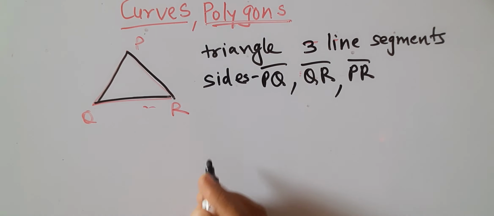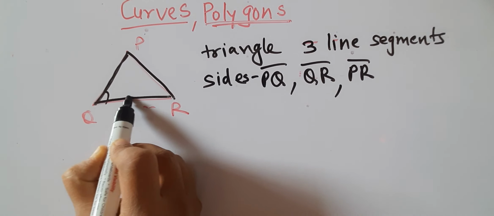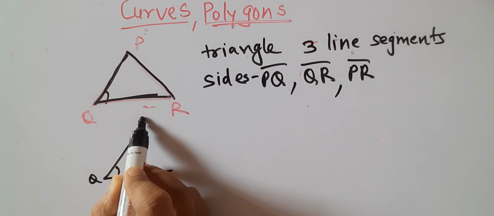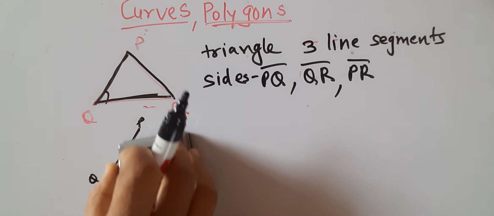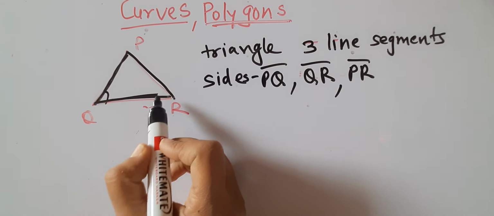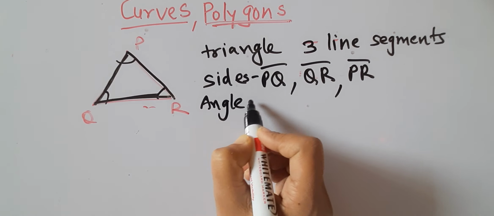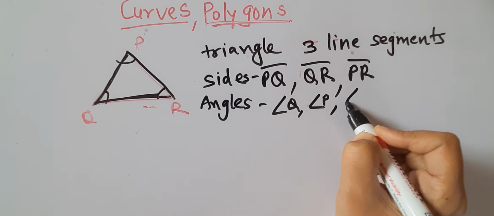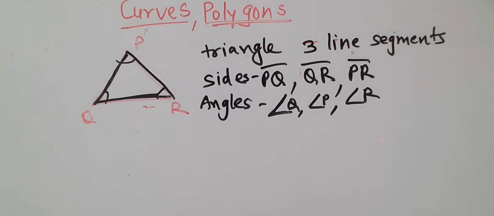Okay. Angles. Q, this is an angle. If you will see, this is an angle here, Q. It's making an angle here. So what we can see is there are 3 angles in a triangle, and here the angles are Q, P and R. This is how we represent angle. So Q, P and R are the 3 angles of the triangle.